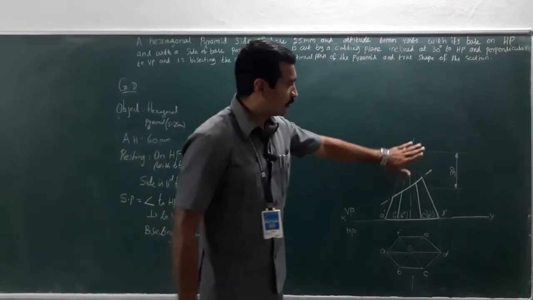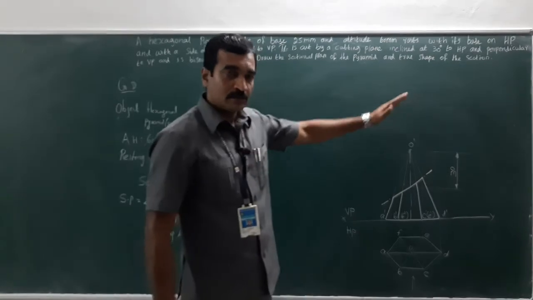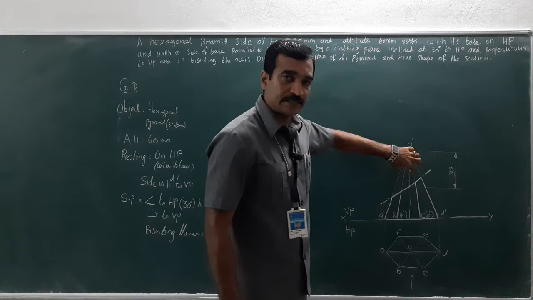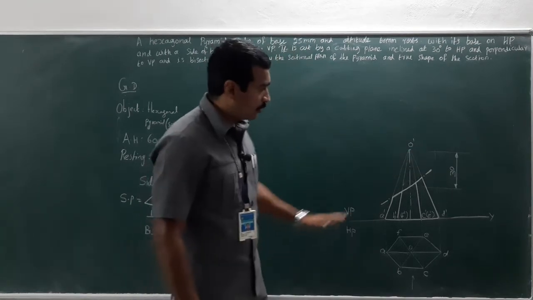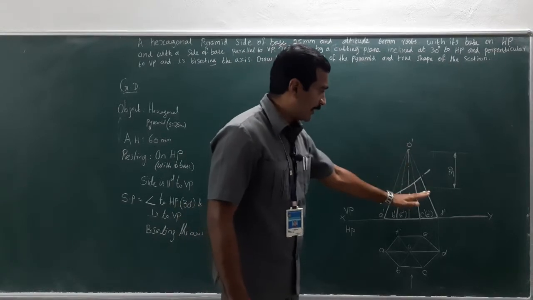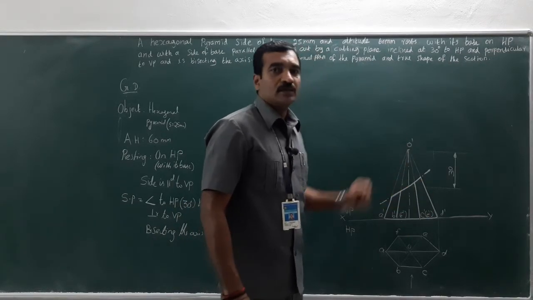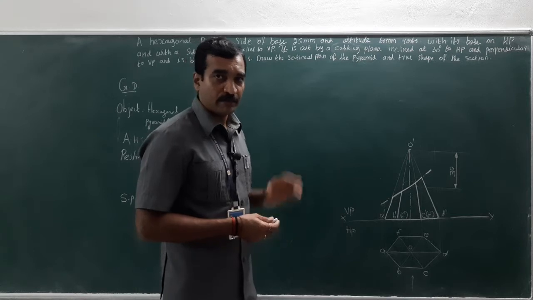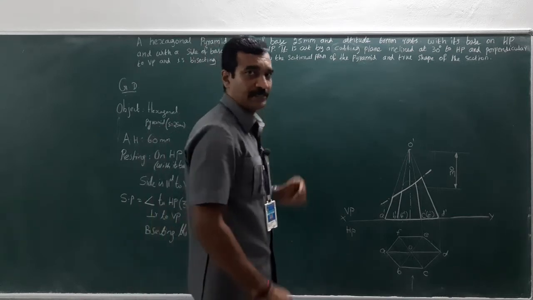And what about this portion? This is the remained portion, therefore this is a removed portion. Now by using the cutting plane, this particular portion is removed and this is remained, and new edges or corners have been formed by cutting the hexagonal pyramid.